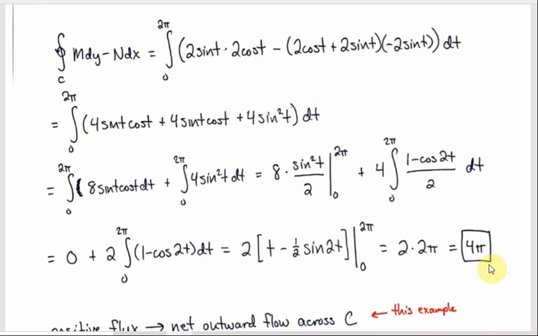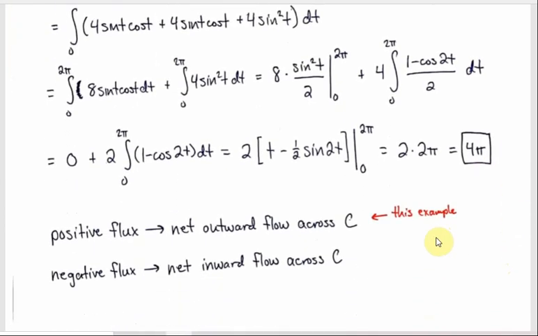So what does this tell you? In this example, we have a positive number; we ended up with 4 pi. Generally when you get positive flux, you have a net outward flow across C. Negative flux, by contrast, which isn't happening here, but I figured if I was going to write the first part, I should write the second part, would tell you that you have a net inward flow across C. So this example, positive flux, means net outward flow across the circle of radius 2 centered at the origin going counterclockwise.